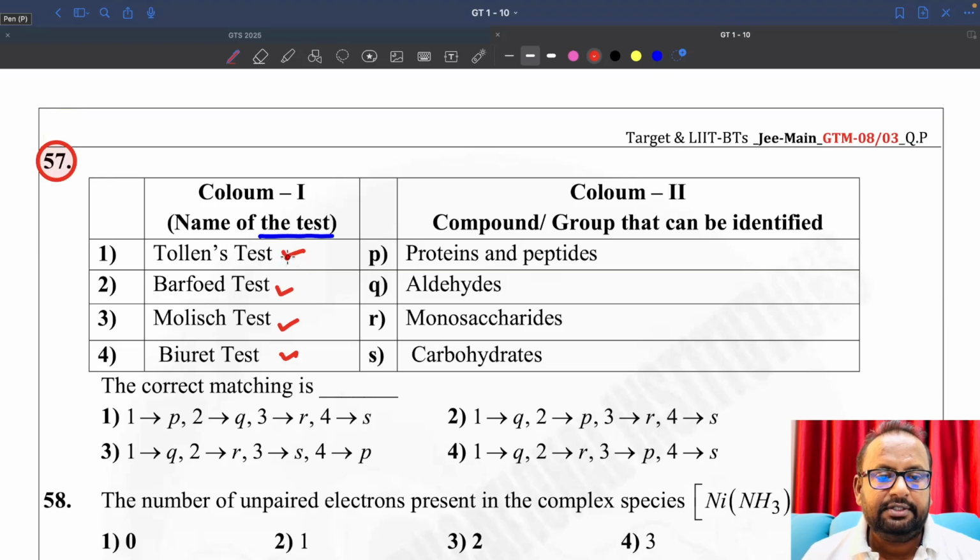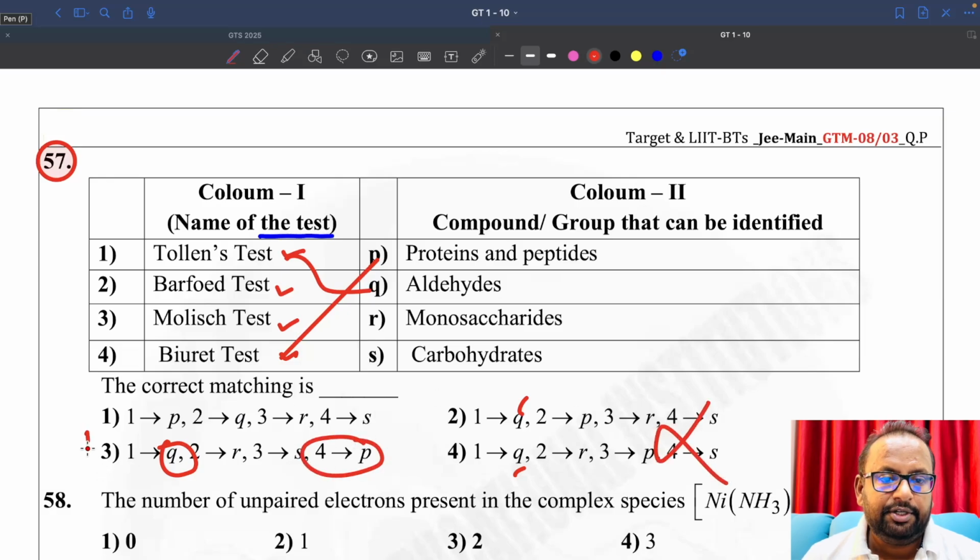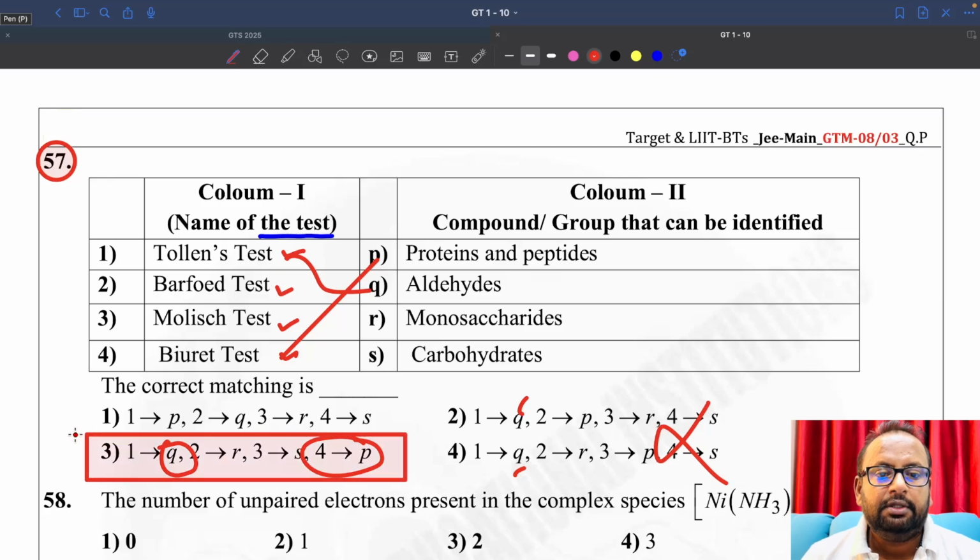Tollens test is done for aldehydes. So one goes with Q. One goes with Q. There are 3 options. Biuret test is done for proteins and peptides. So 4 goes with P. 4 goes with P is here. So these 2 options are eliminated. So obviously the right option is the third one.